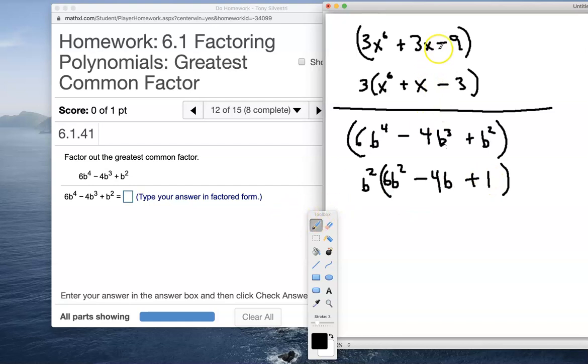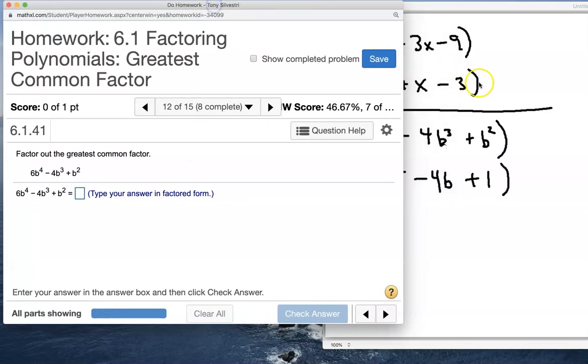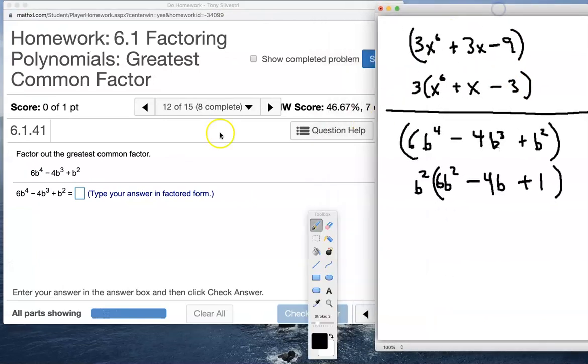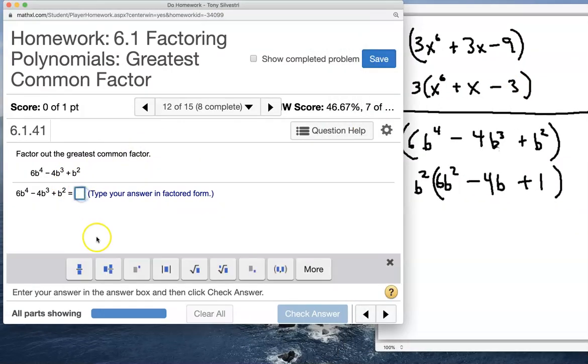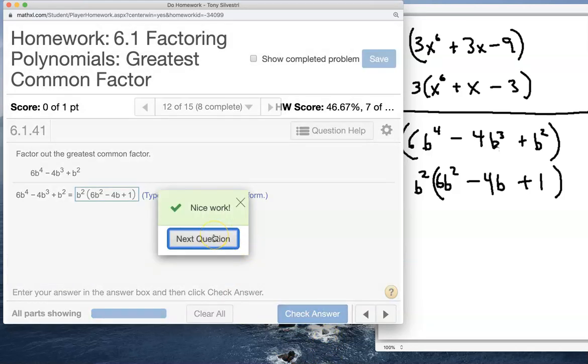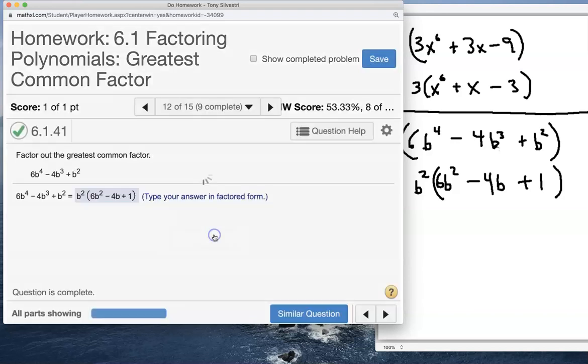So let me make sure I move this over here. Let me see if I can move this here and say, well, here's my answer. B squared, and then we have 6b squared, exponent, you're going to use this a lot, minus 4b, I made a mistake, plus 1, close the parentheses, check your answer. Great, great, great.